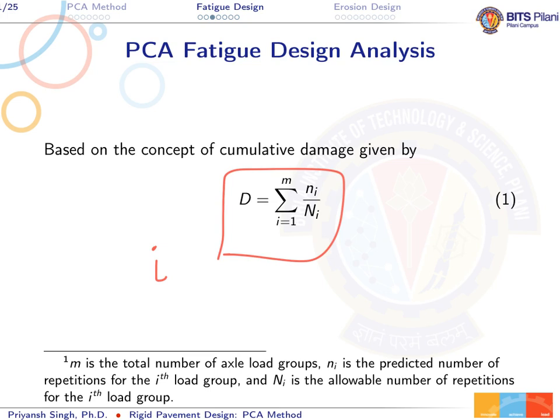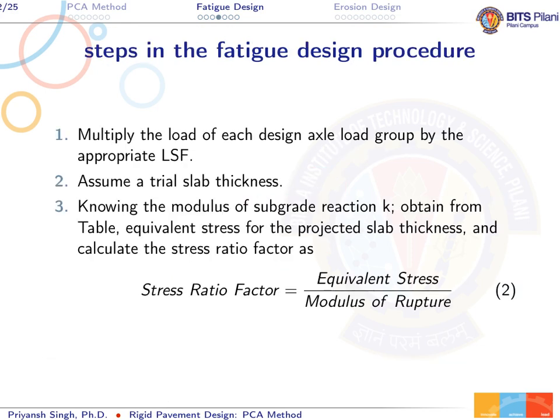For a pavement which is safe in taking the load, this damage factor D should be less than or equal to 1. What it means is that the number of passes that actually happen should never exceed the allowable number of passes on the slab. Let's see how to design the slab thickness based on the fatigue design procedure.